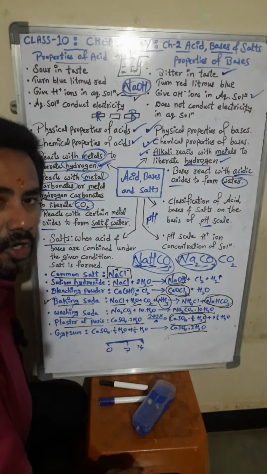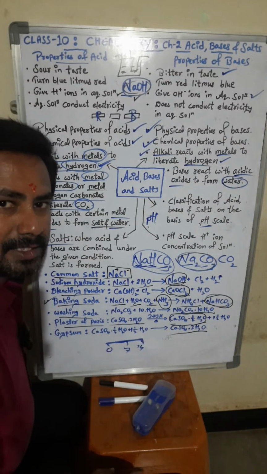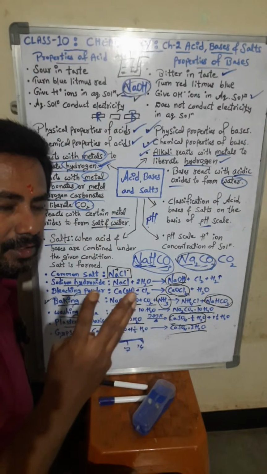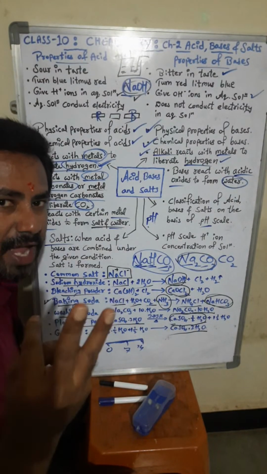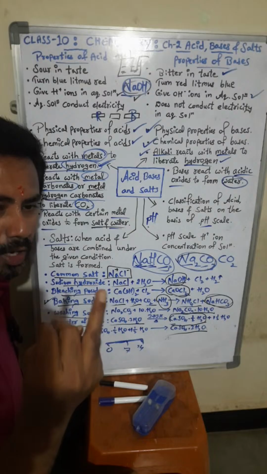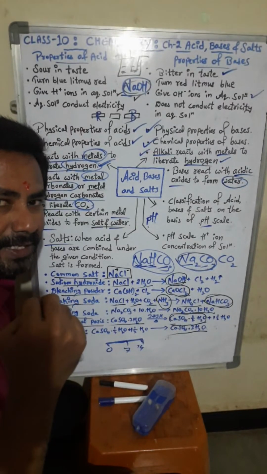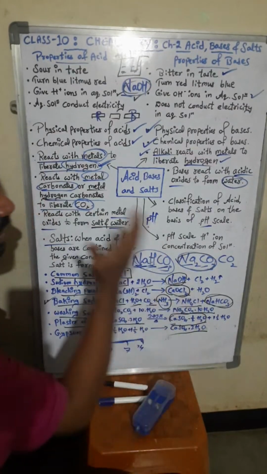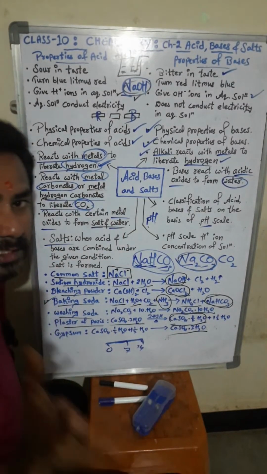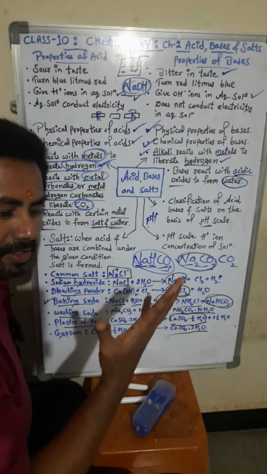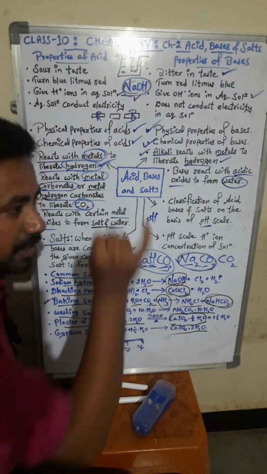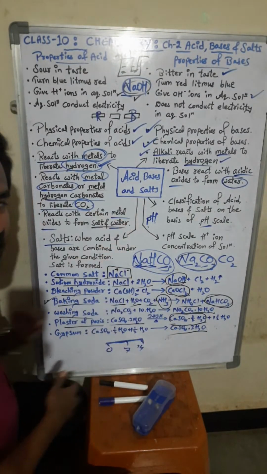As already we have completed so many chapters. In biology we completed life processes and control and coordination, and in chemistry we completed chemical reactions and equations. The chemistry next chapter is acids, bases and salts, the fourth chapter we started today.